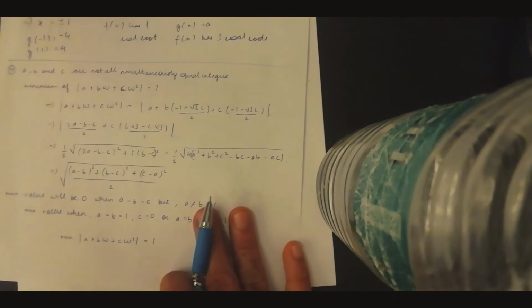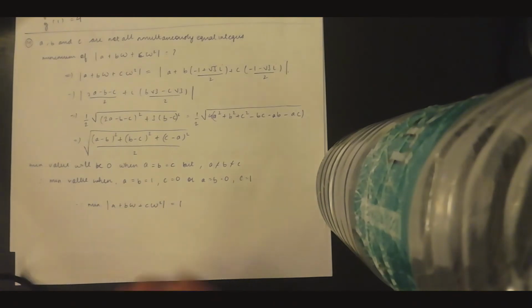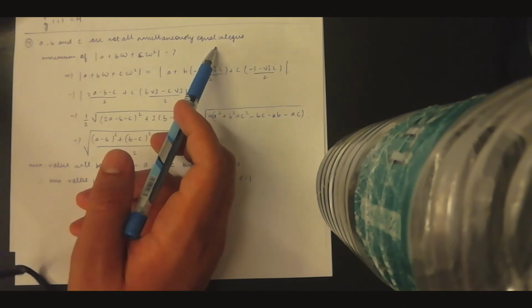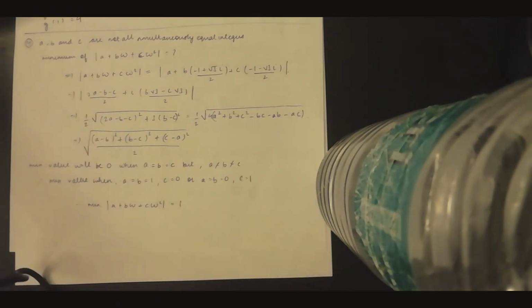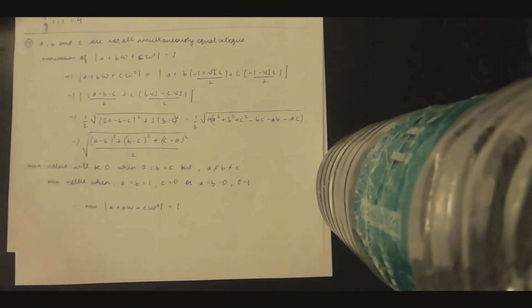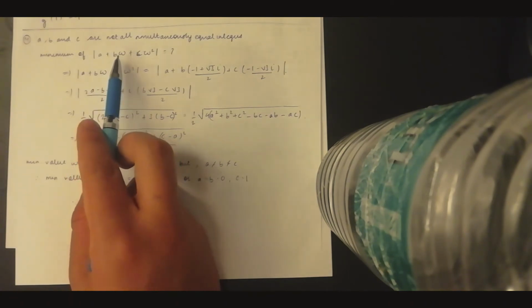Now let's go on to the fourth question. Okay, in this they say a, b and c are not all simultaneously equal integers. What is the minimum of mod a plus b omega plus c omega square? Right. So in this question, this a, b and c are not simultaneously equal is very important. This basically means that two of them can be equal, but the third one has to be unequal to the first two, right? So, okay, omega is basically the cube root of unity here.